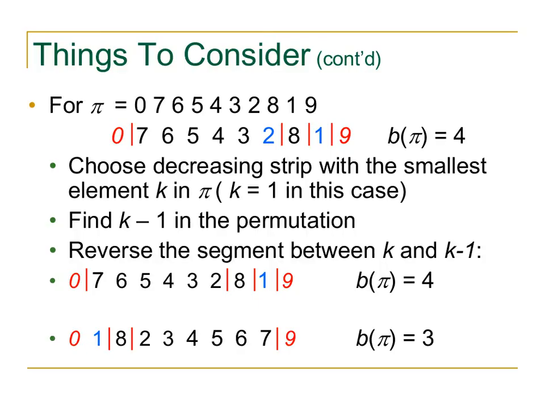Our goal is to reduce that count. First, we identify the decreasing strip whose smallest element k is minimal. Here, k equals 1. Next, we locate k minus 1, that's 0, in the permutation. Reversing the entire segment from 0 through 1 transforms pi into 0, 1, 8, 2, 3, 4, 5, 6, 7, 9. And just like that, the breakpoint count drops from 4 down to 3.